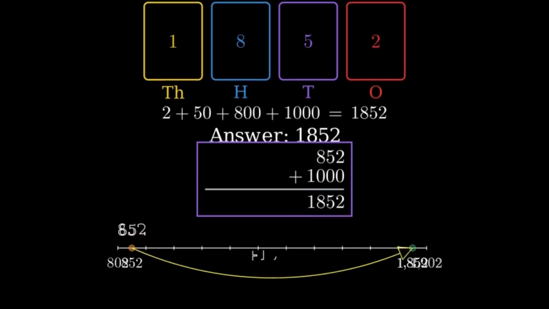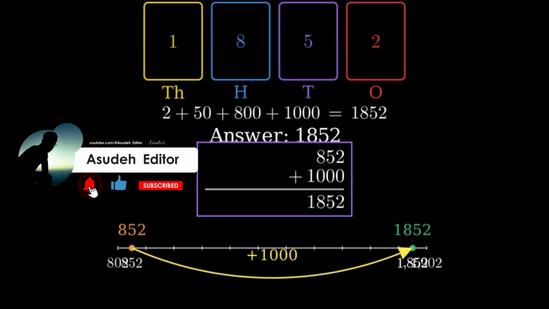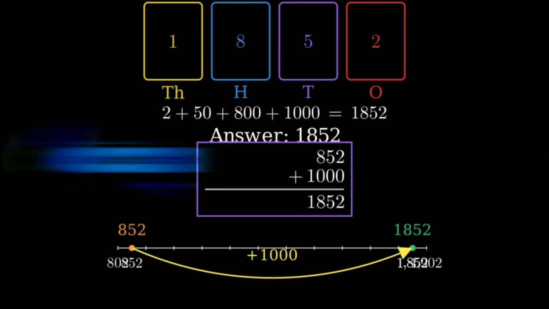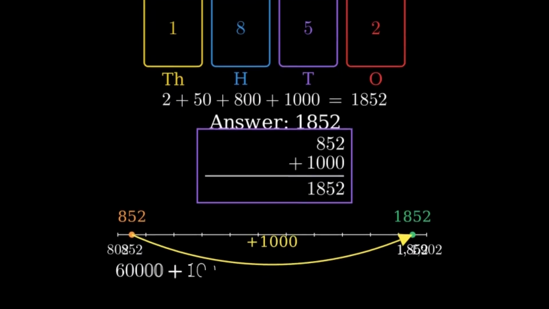Method 3, number line again. We begin at 852 and jump 1,000 to the right. That lands at 1,852. When you add a clean 1,000, the thousands digit increases by 1 and the other digits stay the same.